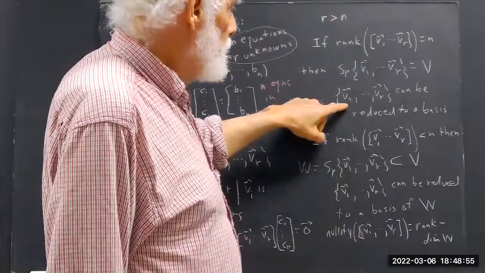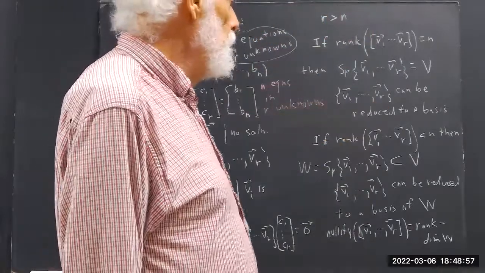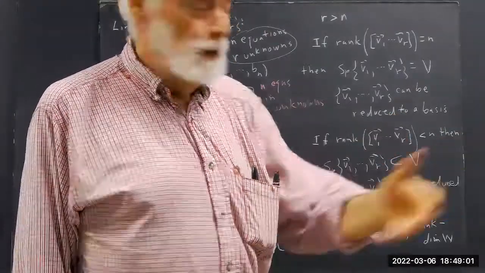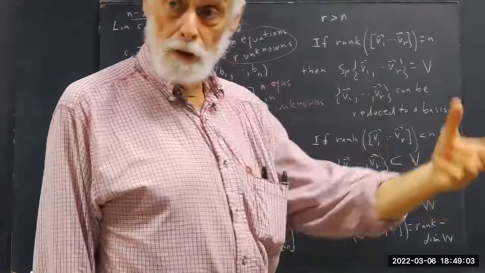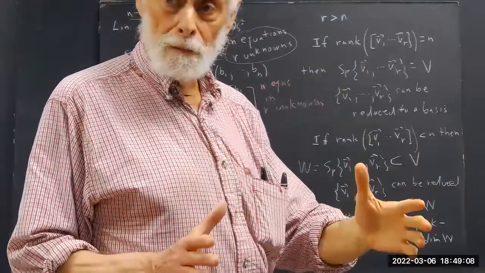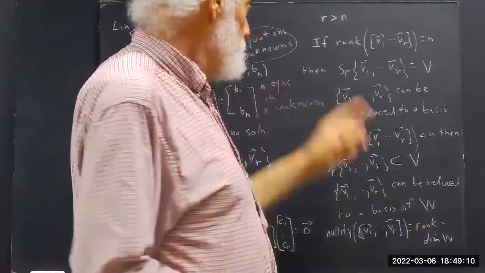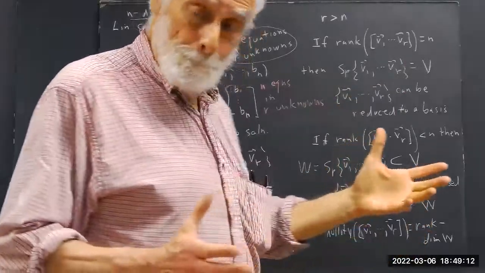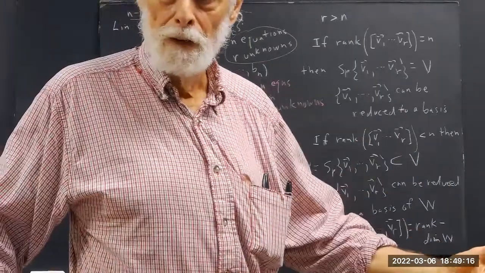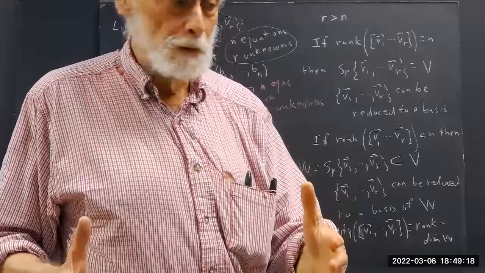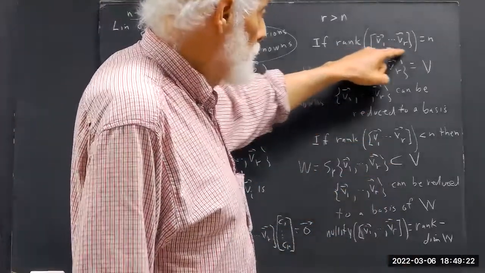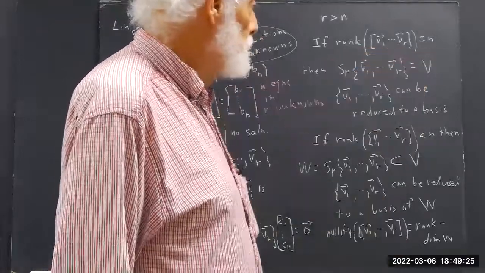In that case, the set of vectors V1 through VR can be reduced to a basis. That is, go ahead and find some vector in the space that's a linear combination of the others and just throw it out. And then look at what you got. If you still got more than m vectors, then you're going to be able to find another one. And you keep doing that. You keep throwing vectors out until you've got m vectors. And those m vectors will form a basis, assuming that the rank of this matrix is m.